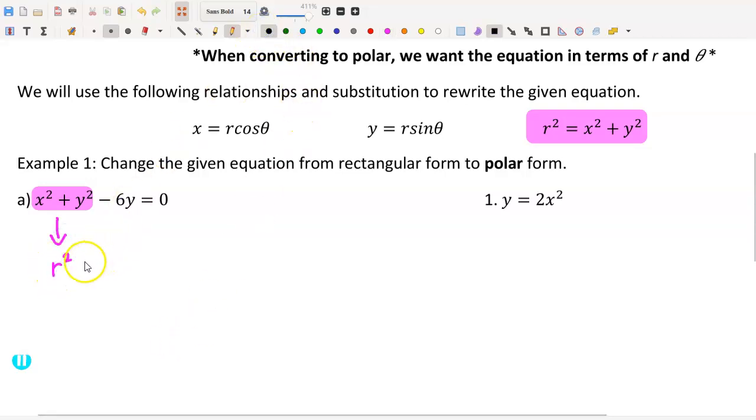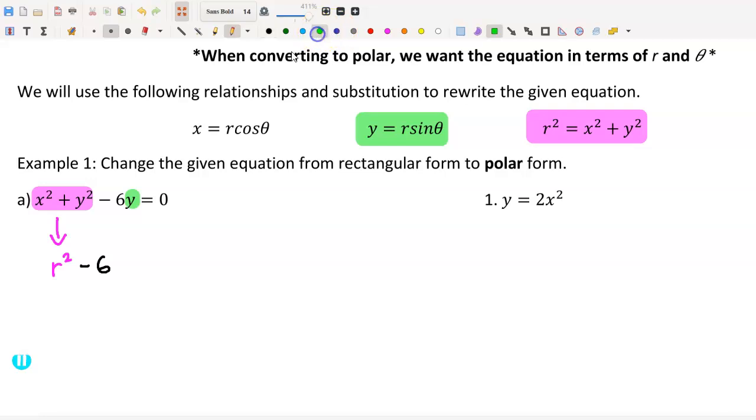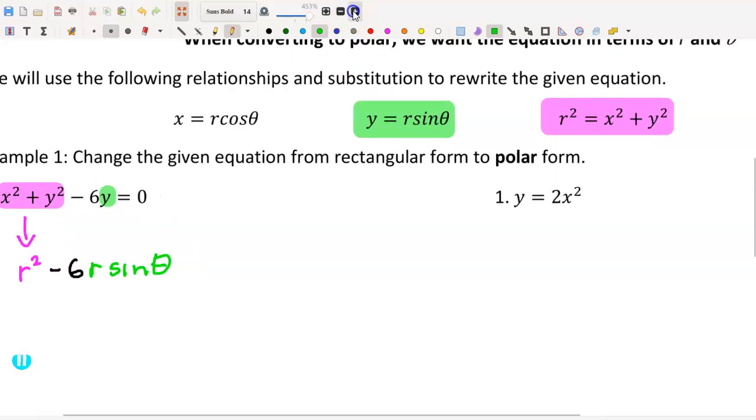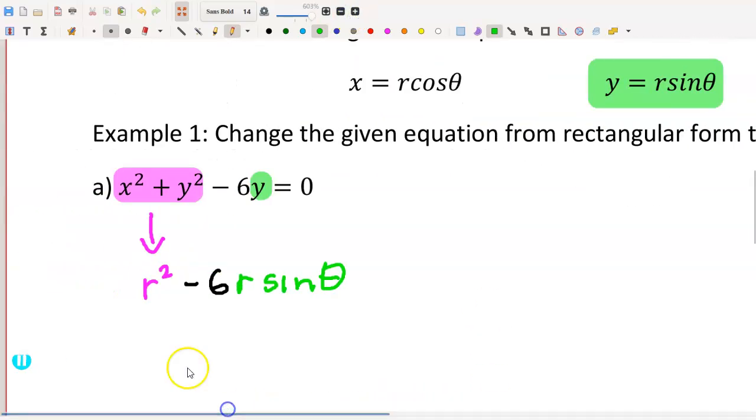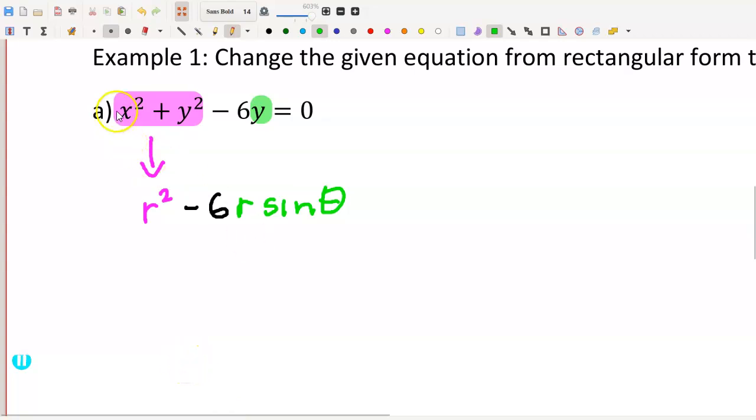And then I have minus 6, and of course we have a y right there, which is r sine theta. So I can swap out or substitute r times sine of theta. Okay, so that's the first part. Now I have a new equation. It went from x's and y's only to r's and thetas only. Right, so step 1 completed.